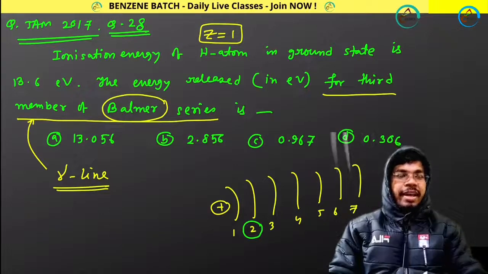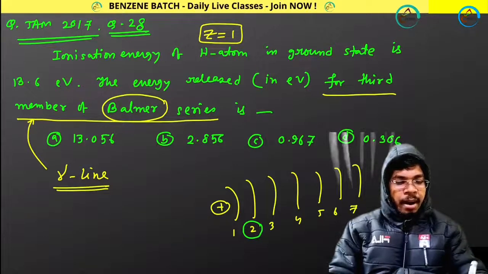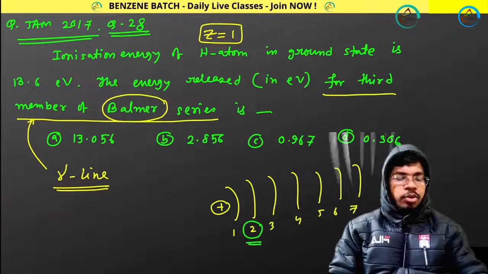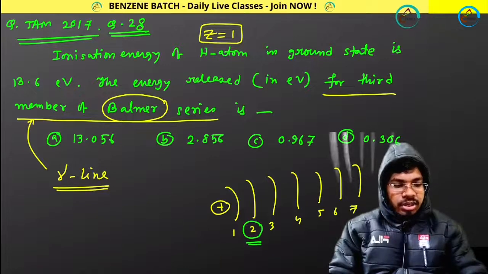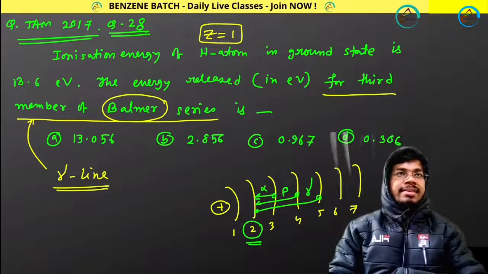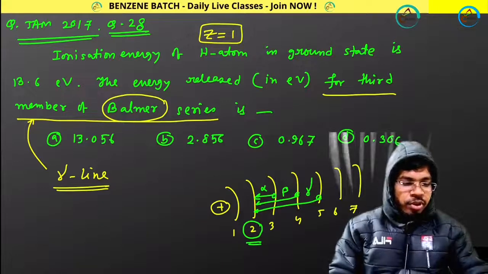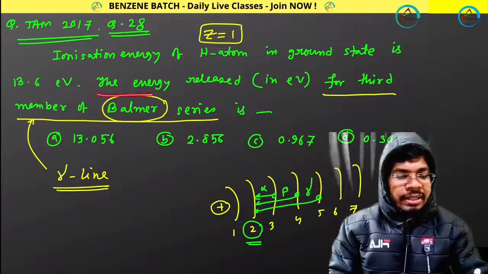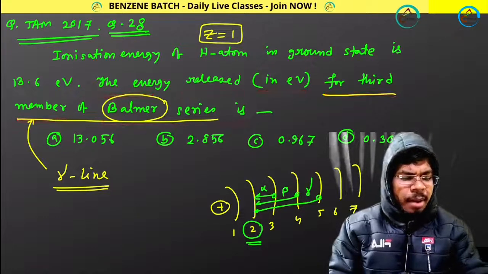Five to two. Very good. So Balmer series means this number 2 will be your destination. So 3 to 2 alpha, 4 to 2 beta, 5 to 2 gamma. Yes. So as 5 to 2 is your gamma, they are asking to calculate the energy released in electron volt for the third member of Balmer series, meaning for gamma line.